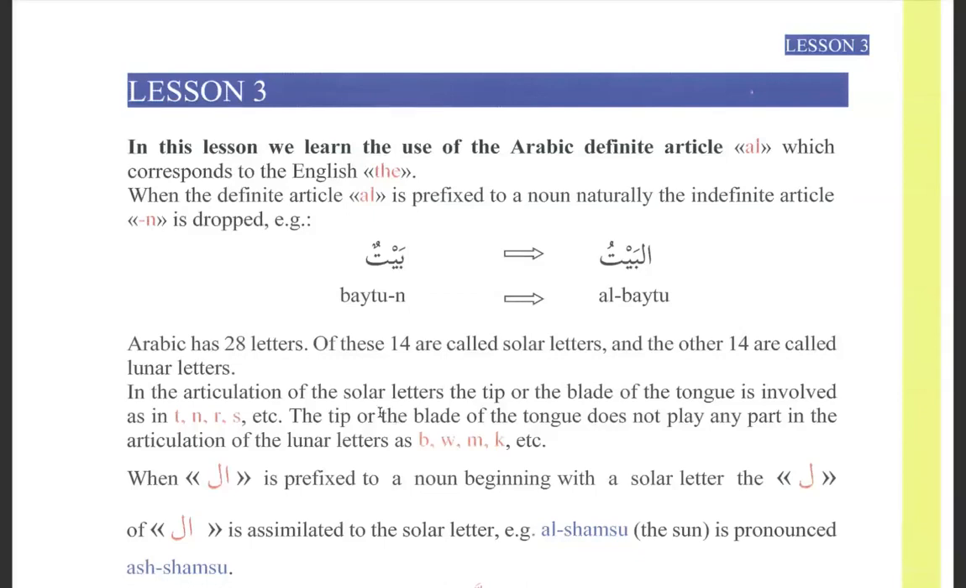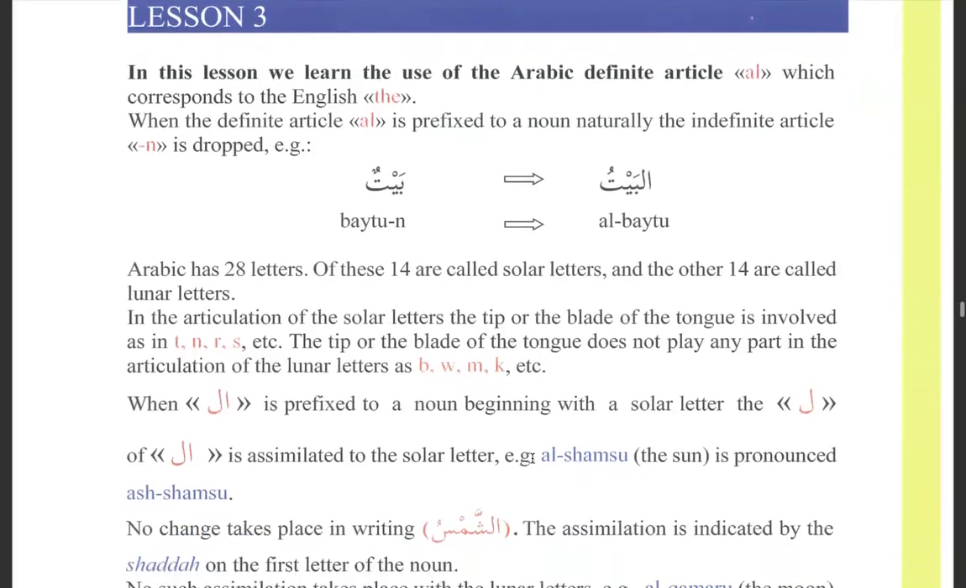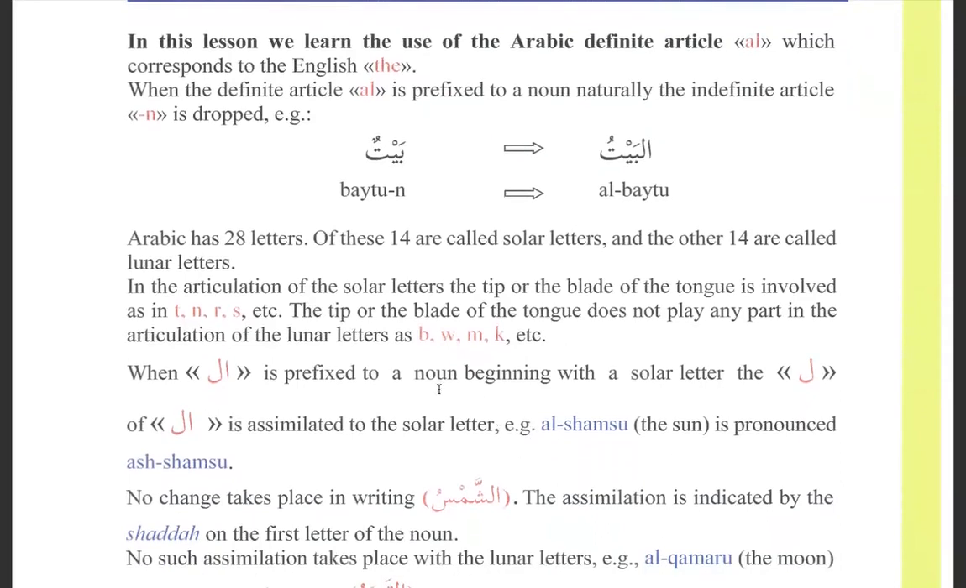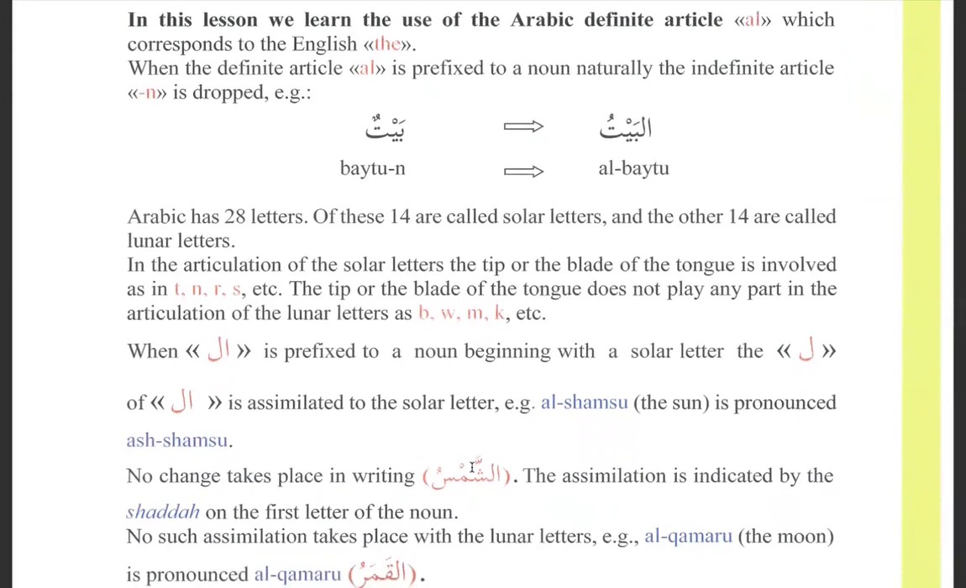I'll explain it. The tip or the blade of the tongue does not play any part in the articulation of the lunar letters, as B, W, M, K, etc. When alif lam is prefixed to a noun beginning with a solar letter, the lam of al is assimilated to the solar letter. Ash-shamsu, the sun, is pronounced as ash-shamsu.